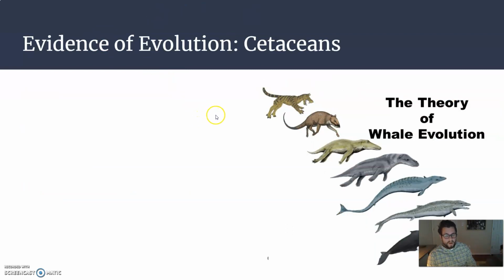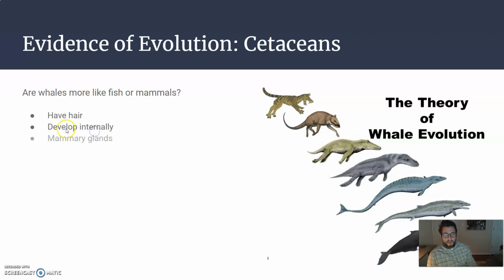We can kind of combine all this to look at the evolution of cetaceans or whale-related species. So are whales more like fish or mammals? So they have hair. They develop internally inside of an organism, and they have mammary glands, all pointing to mammals. Did they evolve from land mammals, though? The mammals on land, or have they always been in the water?